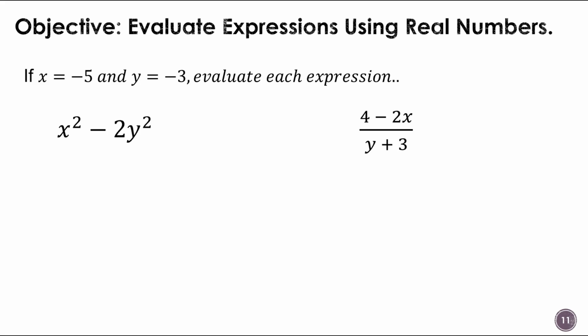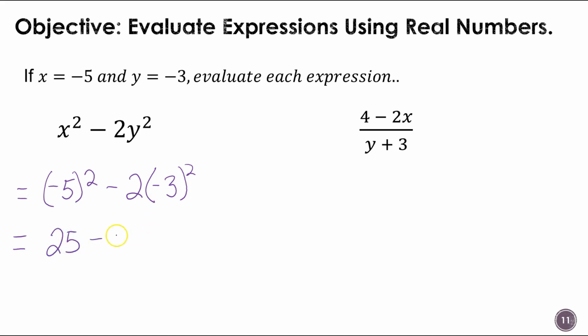All right, so we're going to evaluate some expressions here and of course use order of operations in the meantime. So we're going to take x and replace it with negative 5, so that's negative 5 squared, minus 2, and the y is negative 3, so it's negative 3 to the second power. Negative 5 times negative 5 is 25. I'm going to keep the minus 2. Negative 3 times negative 3 is 9. So now I have 25 minus 18, which gives me an answer of 7.